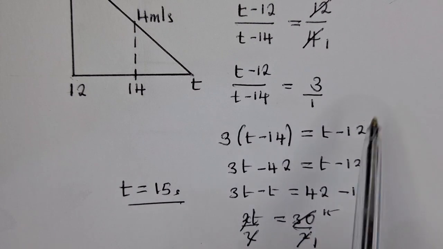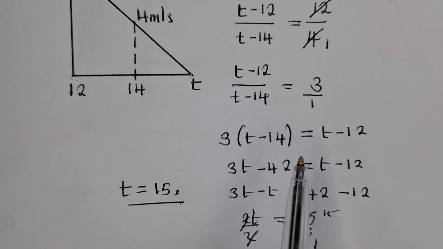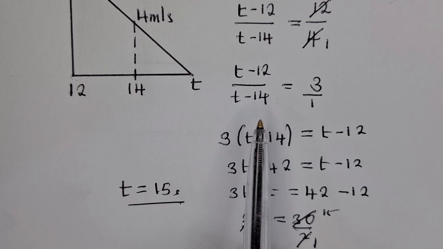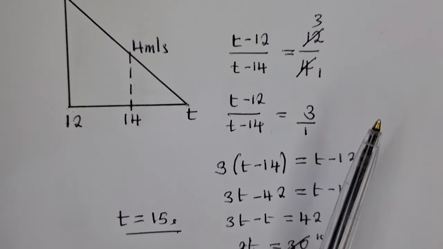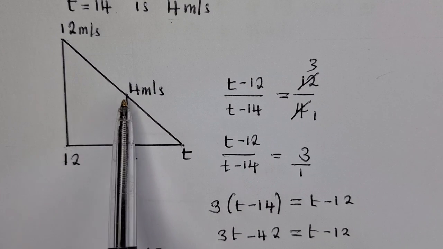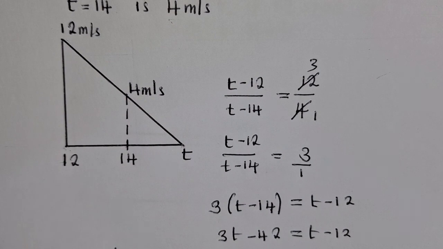In case you don't want to use this method, the method I've just used right here, you can use the disaggregation method, whereby you find the coordinates here, coordinates here, coordinates here, and use disaggregation.